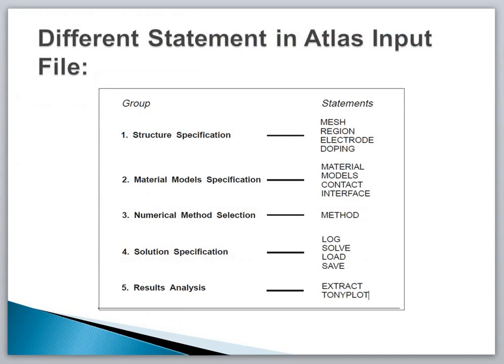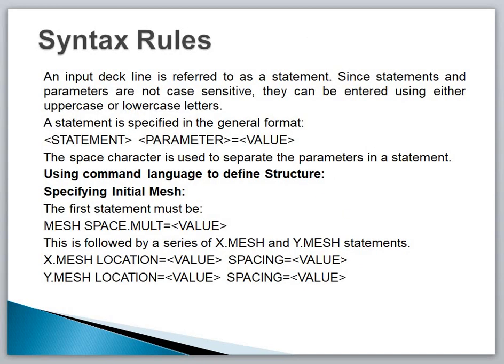If you are writing a code in Silvaco, you first have to define the structure specification, then material model specification, then numerical method selection, solution specification, and result analysis. In the structure specification, you first have to mention the mesh, region, electrode, doping. In the material model, contact, interface, and the third method you have to define, then log, then save, and the TonyPlot. I will explain how to write the syntax in the Silvaco TCAD tool.